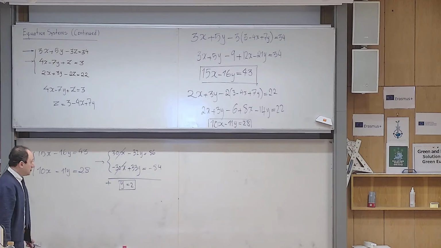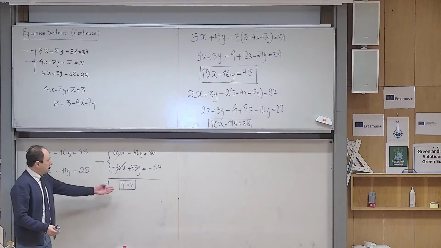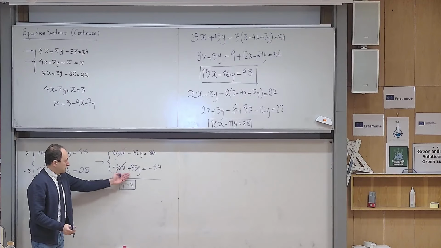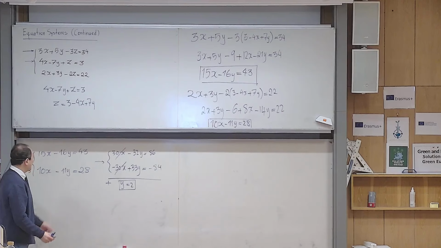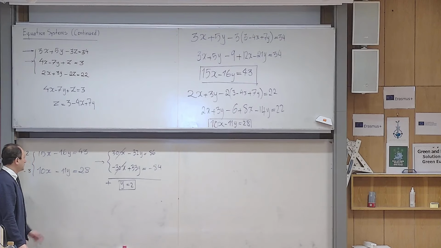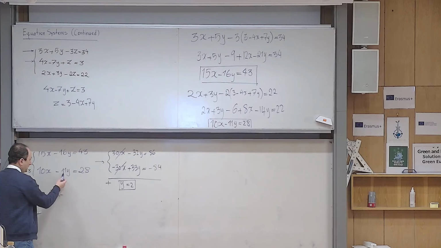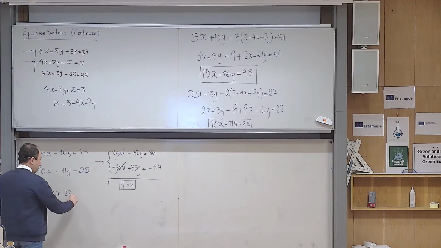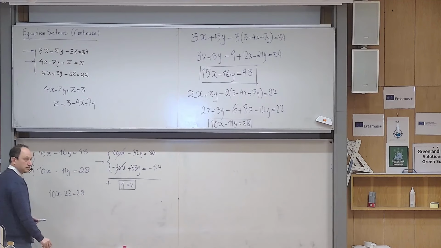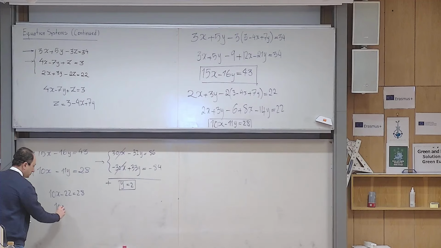Now you can insert it back. Yes, insert it back. You can insert it back here, but why should I do that? I insert it back in one of these equations that are simpler in form. I would prefer to put it here, if you don't mind, okay? So I will put it here, so it becomes 10x minus 11 times y, which is 22, is equal to 28. So 10x becomes what?